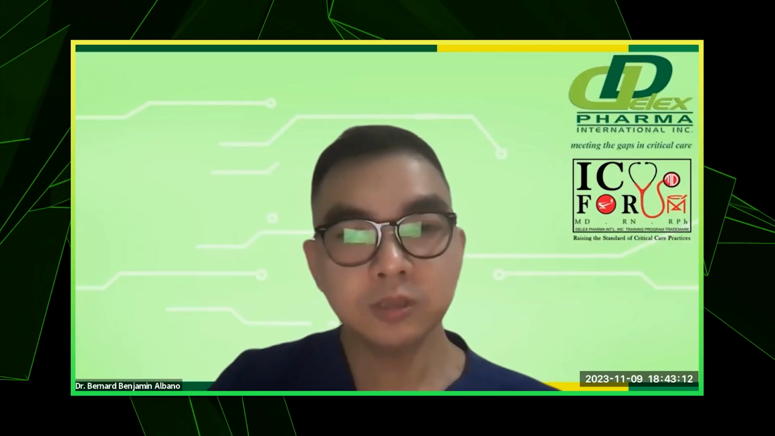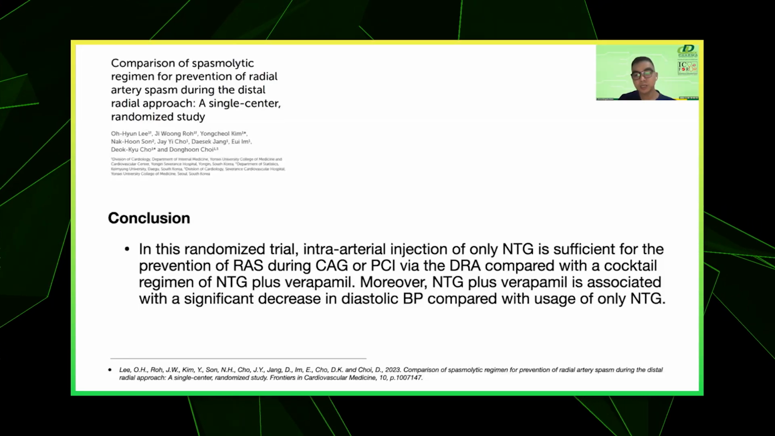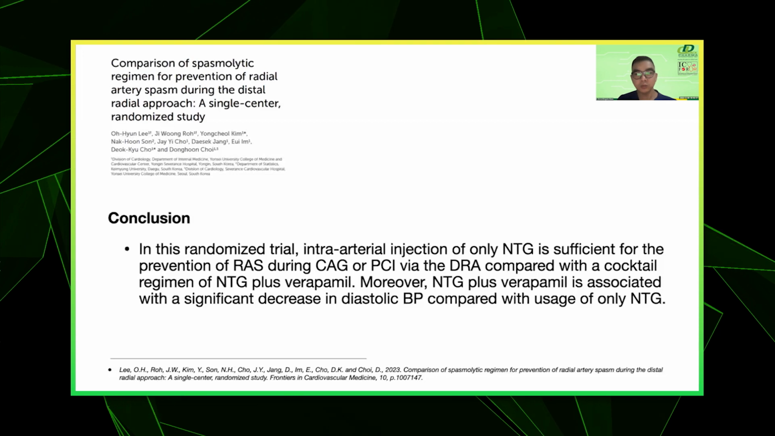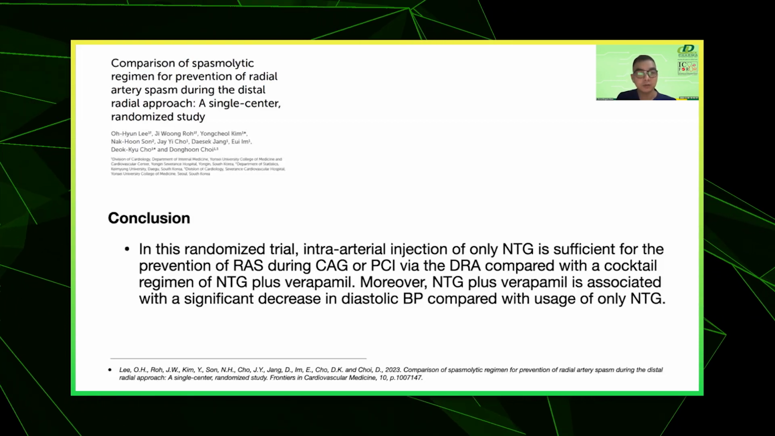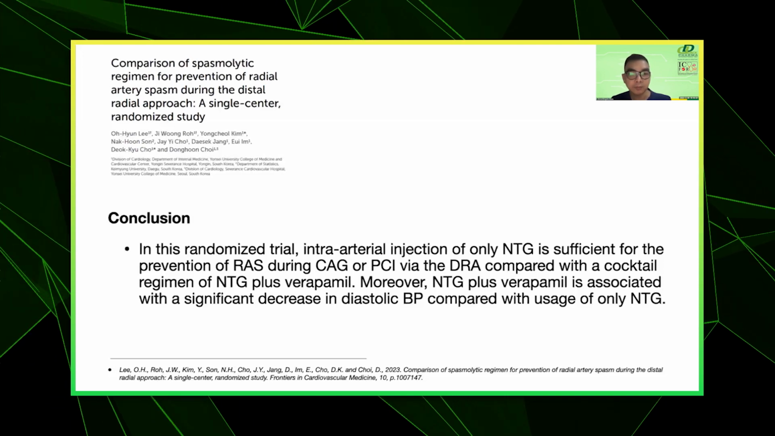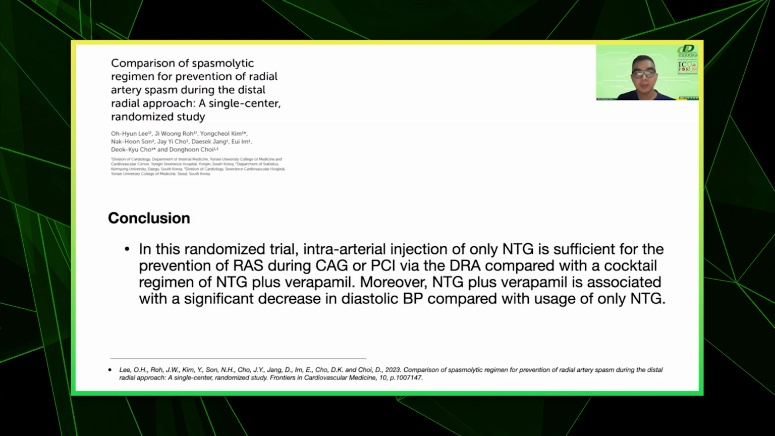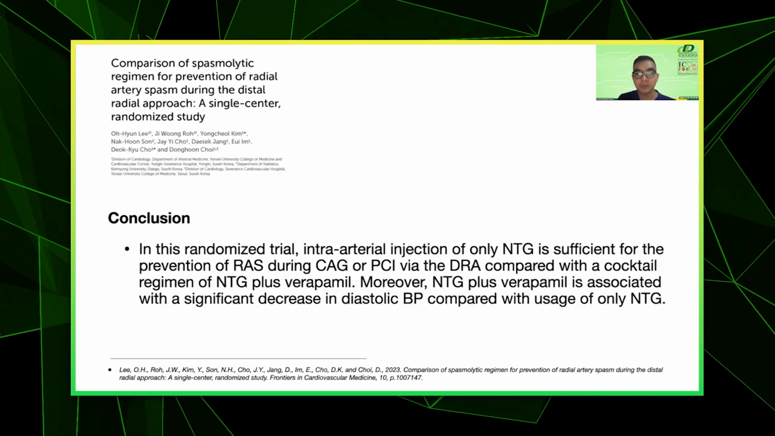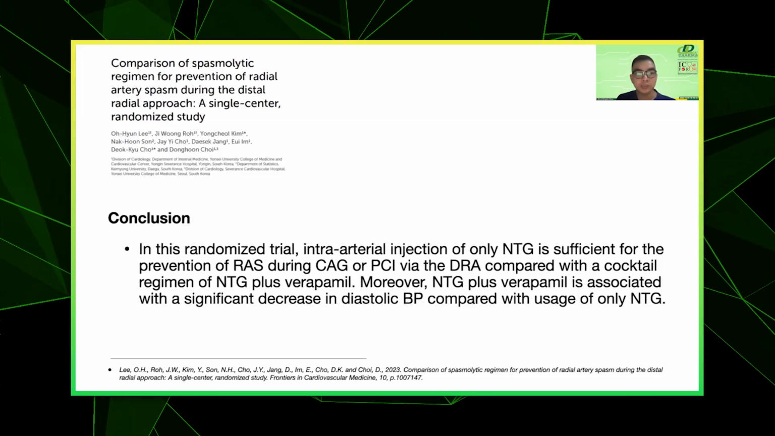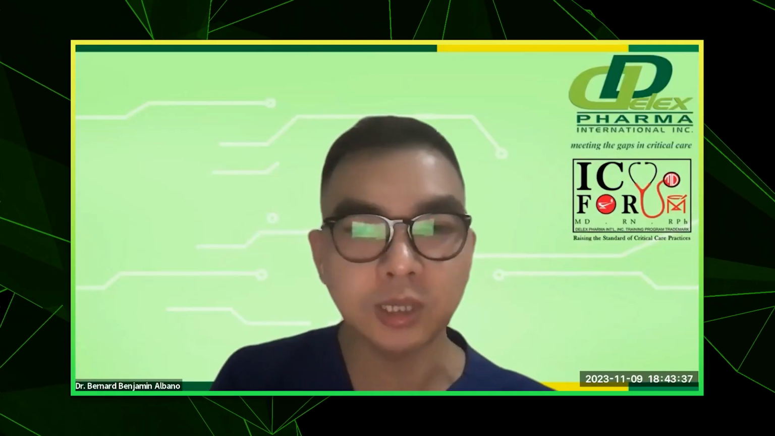So in conclusion, for this study, intraarterial injection of NTG alone is sufficient for the prevention of radial artery spasm during cardiac catheterization via distal radial approach compared with a cocktail of NTG plus verapamil. And moreover, NTG plus verapamil or the cocktail is associated with significant decrease in the diastolic BP compared with the usage of the NTG alone.